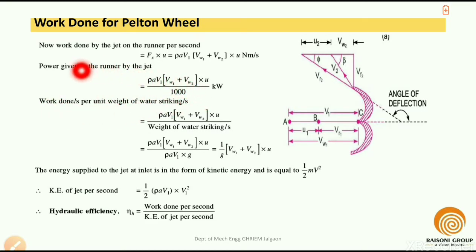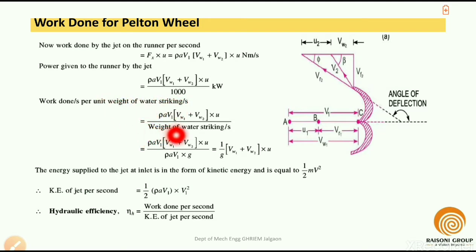Now the work done per second per unit weight of the water striking per second. If we want to find it, then we need to divide the above equation by the weight of water striking per second. So what is the work done per second? Work done per second is rho a v1 (vw1 plus vw2) into u. So this is the work done per second, and we want it per unit weight of water striking per second.